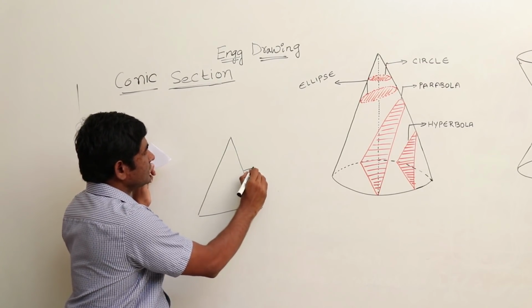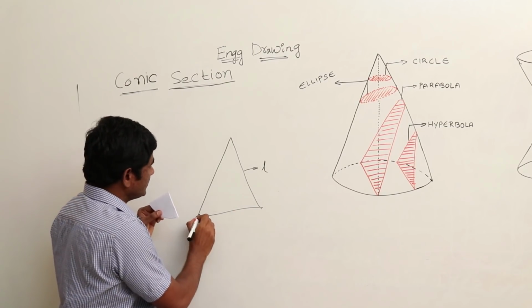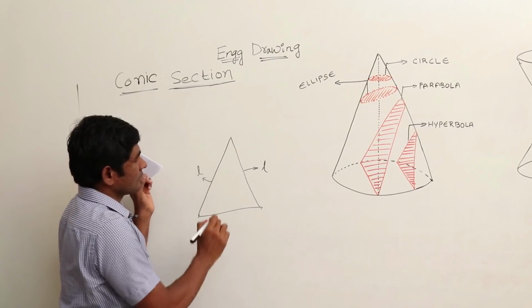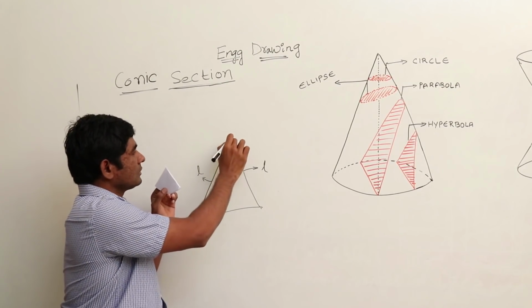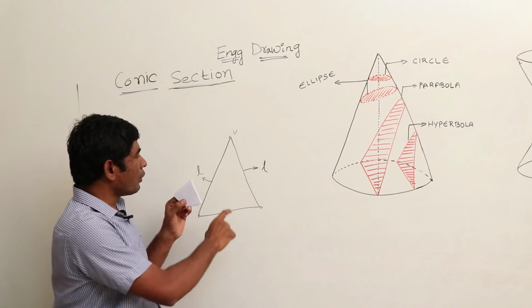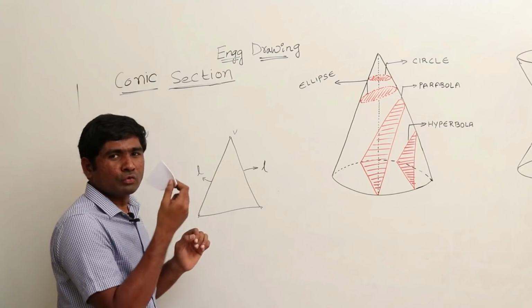what is this one? This is the lateral surface L, and this is the base, and this is also the lateral surface L, and this is our vertex here. Let's say this is V. So I want to form exactly a cone like this from this sector. So how to form this?